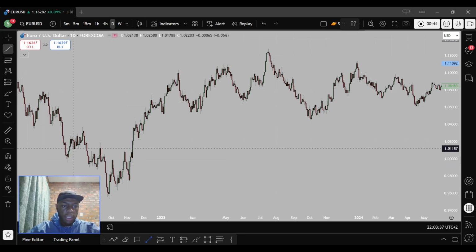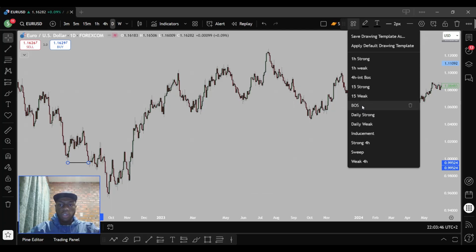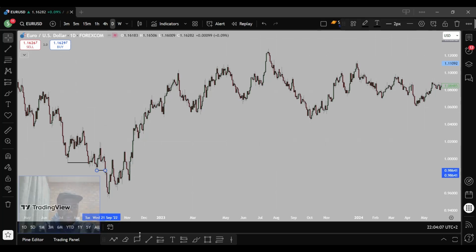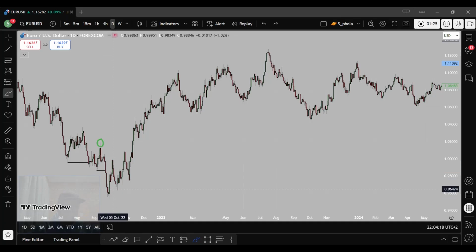So we got our pullback here, right? Then we got our break of structure there. Okay, let me use this one. We got our break of structure there. Then we got our pullback here. Then we got another break of structure here, right? Meaning that this is a strong high, because why? It led to the break of this low. So then what happened?